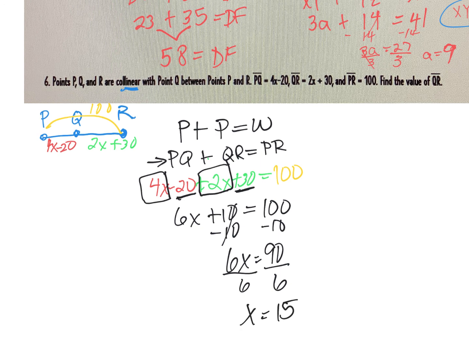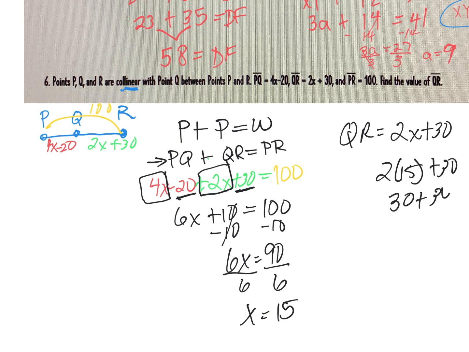So is that what we're trying to solve for? We're just trying to solve for QR. Okay, what is QR? QR is 2x plus 30. So we have to substitute back in. I have 2 times 15 plus 30, so I have 30 plus 30 equals 60. So my answer would be 60.